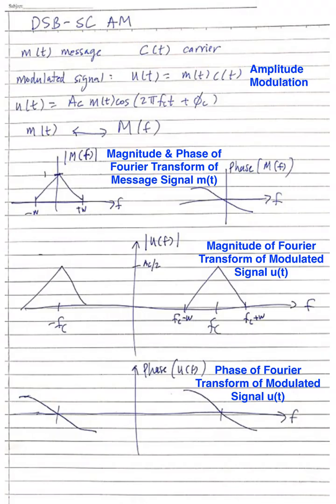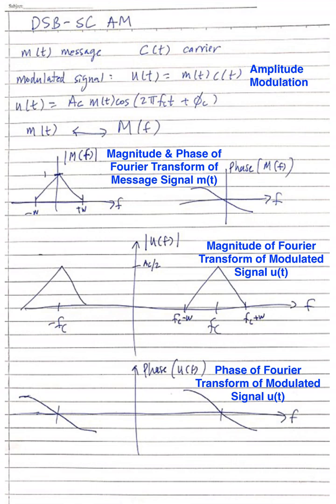In double sideband suppressed carrier AM, the modulated signal u(t) is the message signal m(t) multiplied by the carrier c(t). In other words, the information signal is encoded in the amplitude of the carrier signal, so this is amplitude modulation. The carrier is a sinusoidal signal, and we typically write it as a cosine function, namely Ac cosine of 2 pi fc t plus phi c. Here we show the magnitude of the Fourier transforms of the various signals. First, here is the Fourier transform of the message signal m(t).